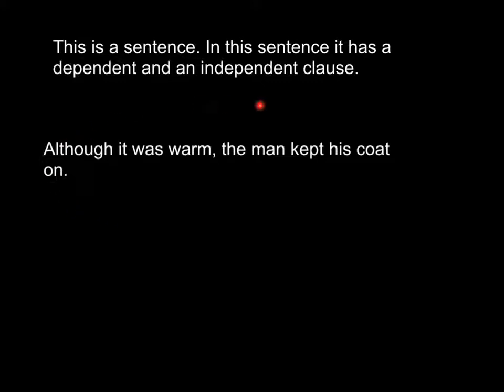This is a sentence. In this sentence it has a dependent and an independent clause. Although it was warm, the man kept his coat on. Now in this sentence, although it was warm is a dependent clause. It is reliant upon this clause, the independent, to make sense. The man kept his coat on would make sense by itself. It is independent, it is strong, it does not need anything else to make sense.